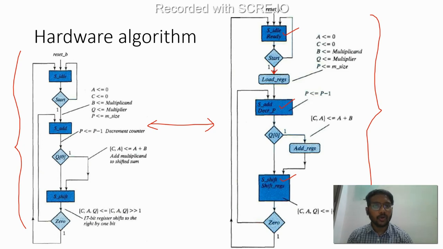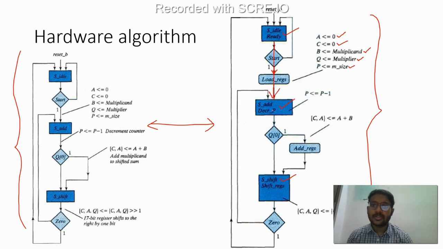But before going into the addition stage, as I already told, you need to load the register. That is, the accumulator you need to reset, the multiplicand you store in the B register, the multiplier you should store in the Q register, and the carry bit also you need to reset. And this is the counter, P is the counter, you should store it with the multiplier size. So these are the initial register operations which you need to do whenever you are going from the idle state to the addition state.